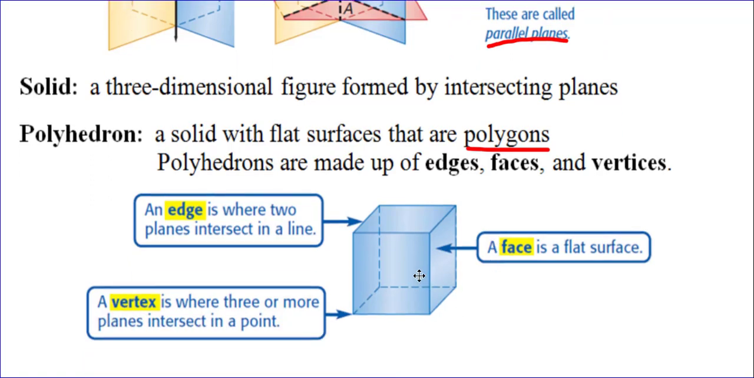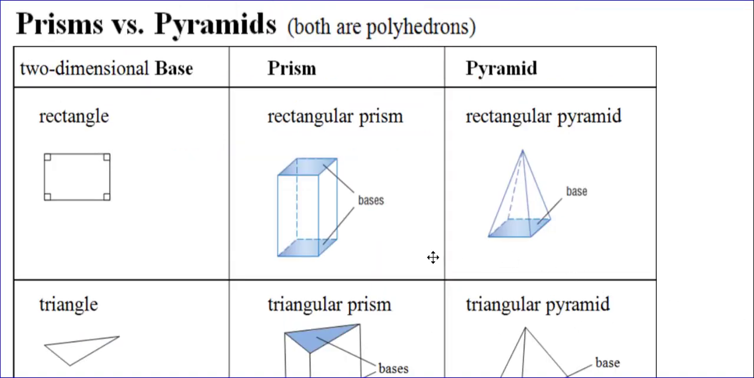And as you can see from this diagram of the cube that I have drawn for you, we have some more vocabulary here. An edge is where two planes intersect in a line. A face is a flat surface, and a vertex is where three or more planes intersect in a point. At the bottom of the page, we have diagrams trying to show you the difference here between prisms versus pyramids, both of which are polyhedrons.